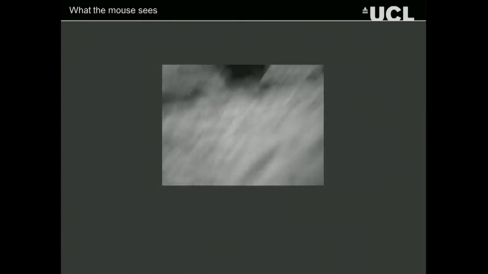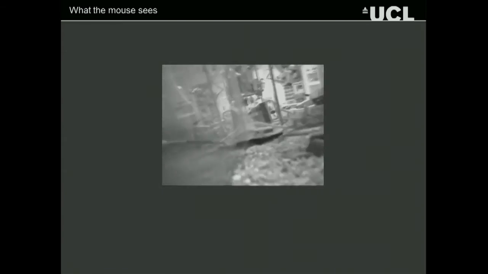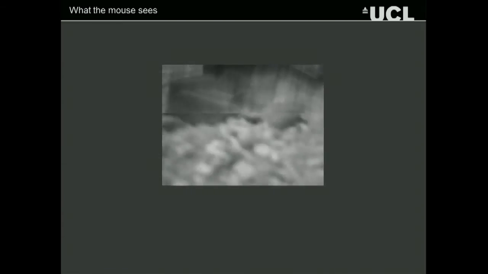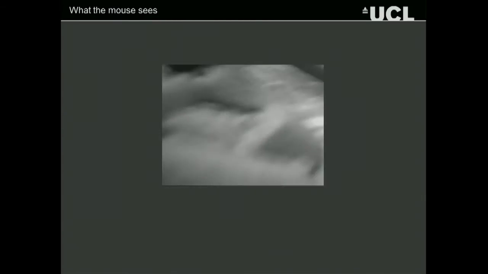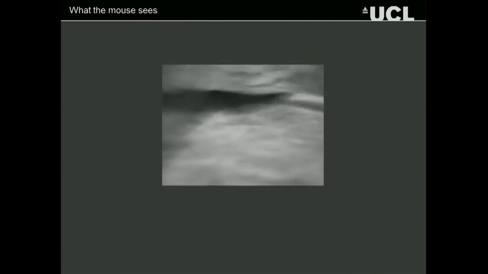So we do this in the mouse visual cortex, and I forced my student to record this movie by mounting a spy camera on the mouse's head while it's navigating through its natural environment, which is a cage in this case, of course. And you can see what the pattern of input is, and this is very different from the gratings that we typically present to animals and so on.